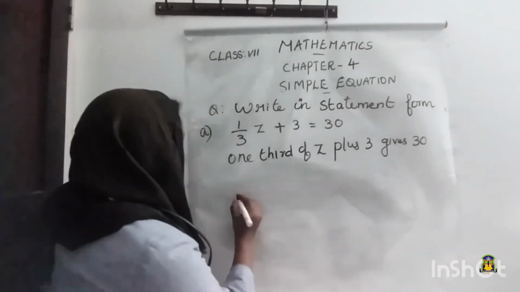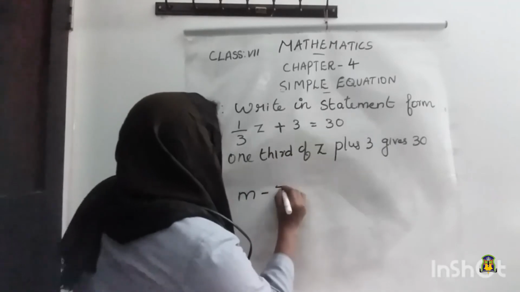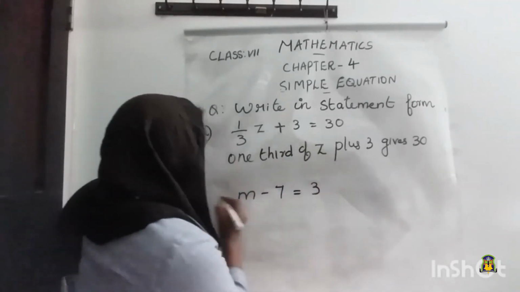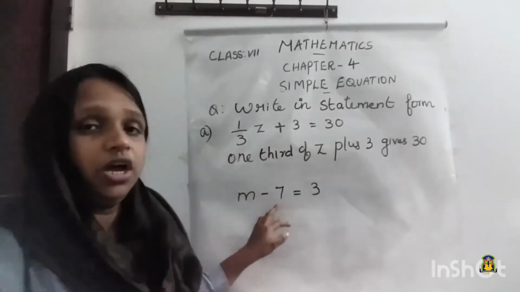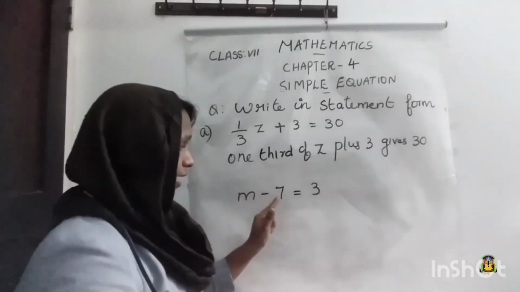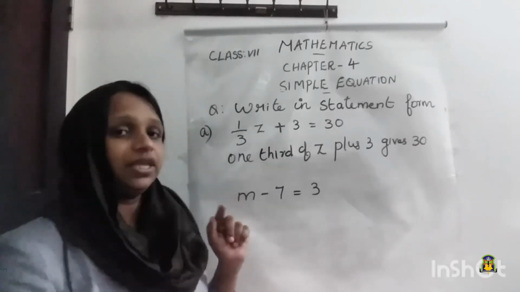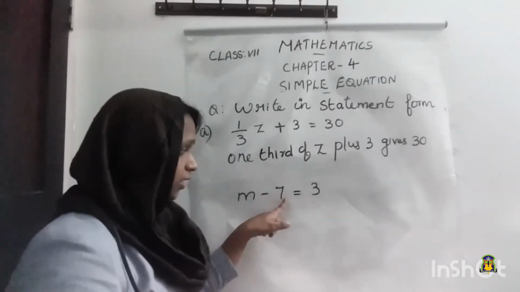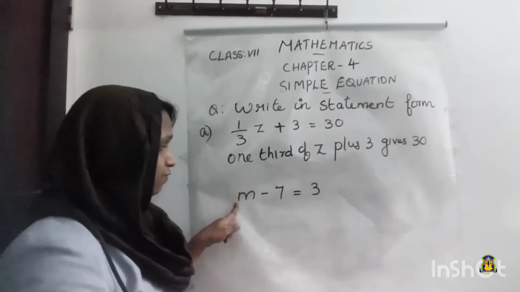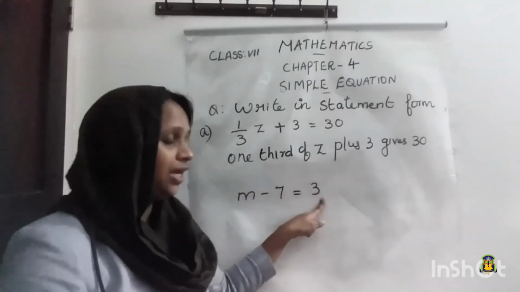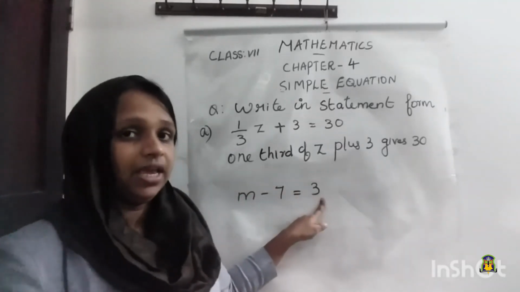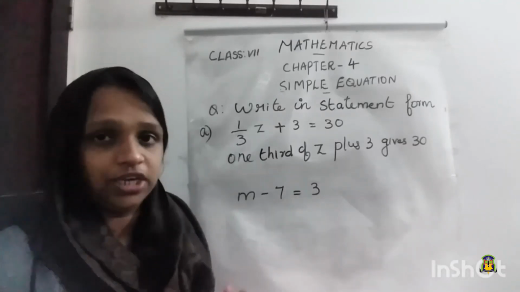But for subtraction only, if it is m minus 7 equal to 3, if the question is like this, then how are you used to write? A number 7 subtracted from m. That's very important. A number 7 subtracted from m, you get 3. Okay, like that you want to write for subtraction.